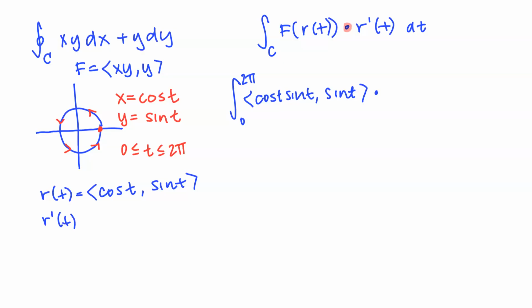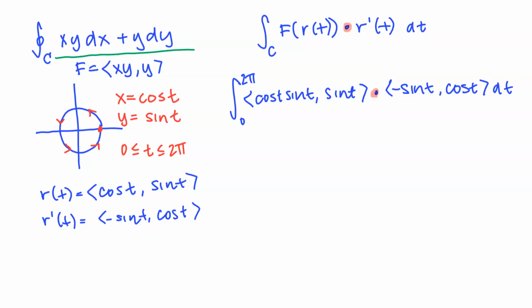Now it's easy to find r prime of t, right? This is negative sine t, cosine t, but we didn't have that. And so that was, I think, the failing for a lot of students moving through this format. Now, unfortunately, this format is actually harder when it's already expressed as a finished dot product. That's what this is. This is the finished dot product version of F times this derivative, like c dot.